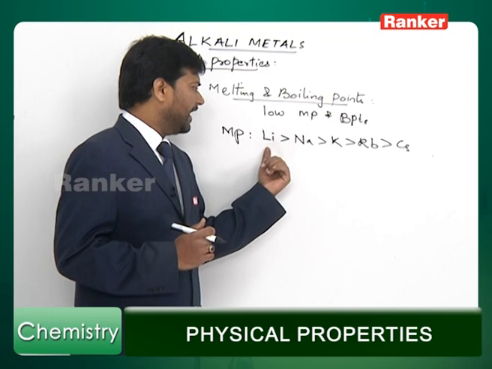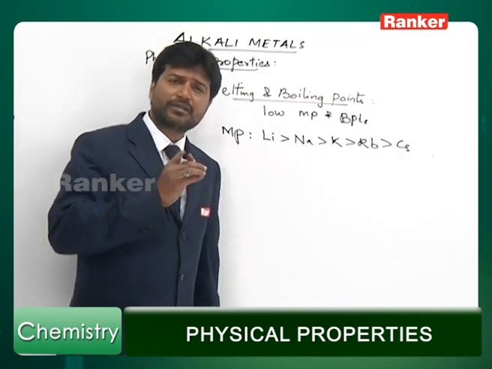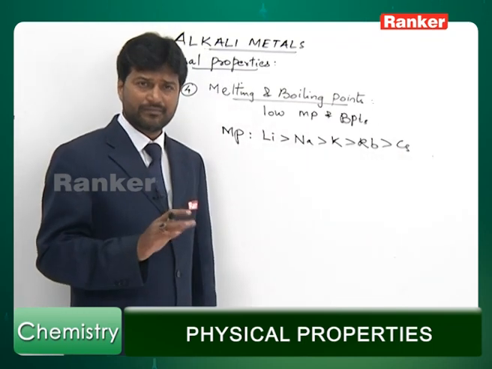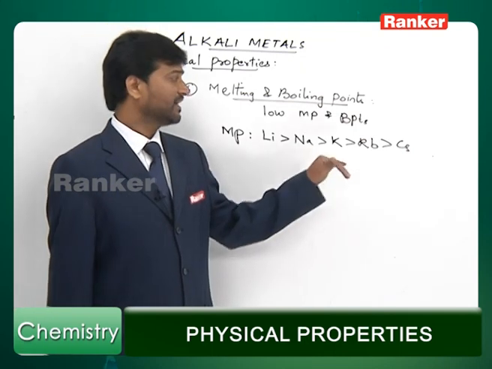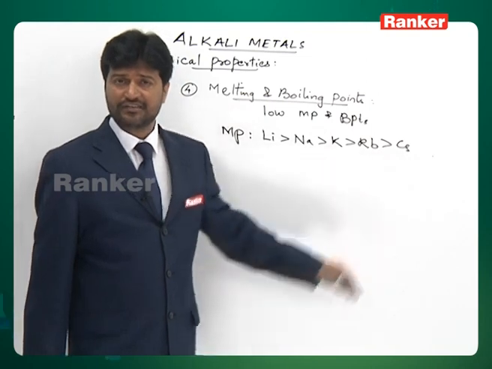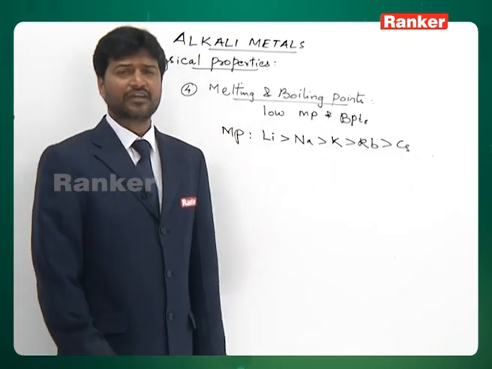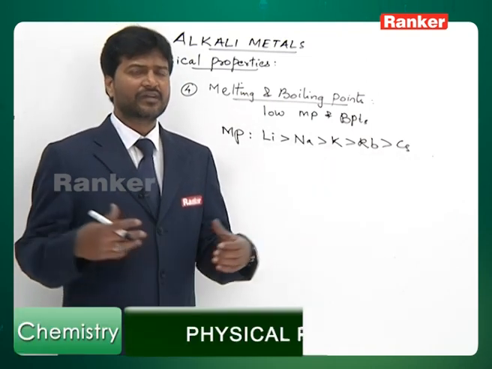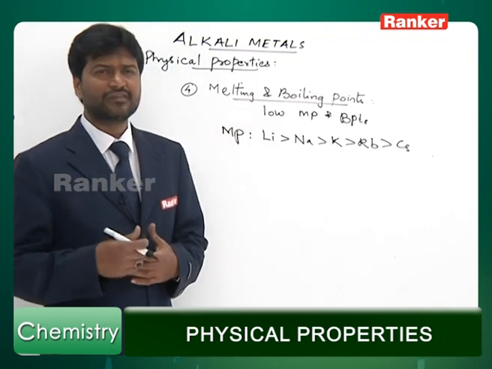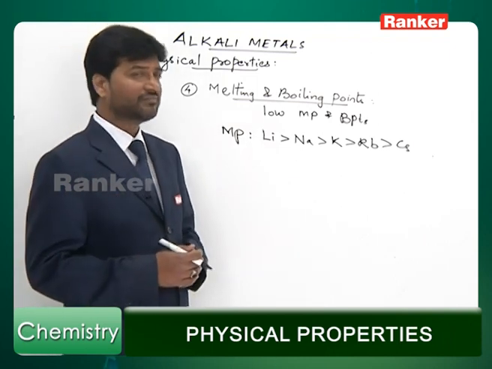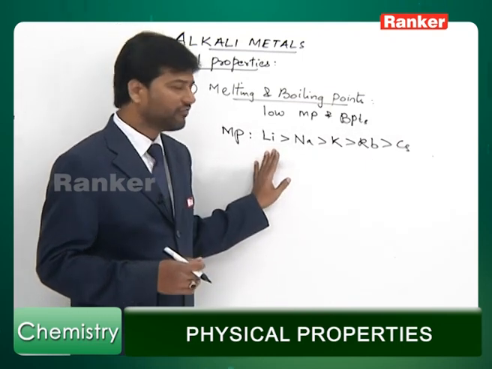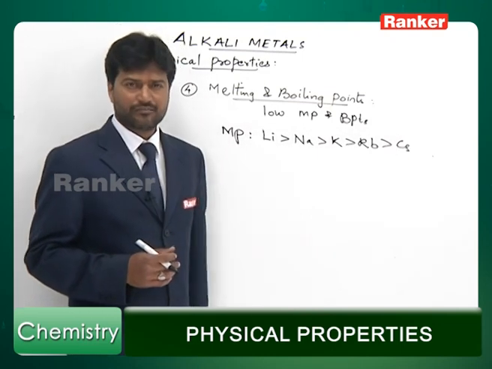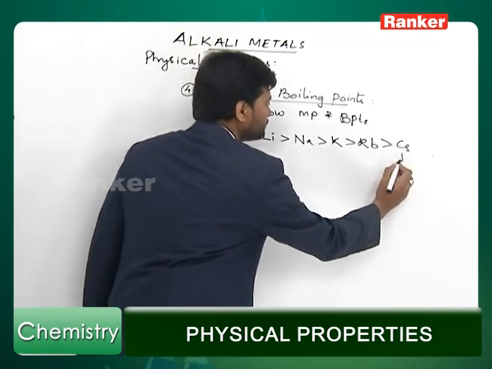So, as you go from lithium to cesium, number of valence electrons remains same. They all have one valence electron in their atoms, but the size is regularly increasing. Cesium has the largest size. Because of large size of cesium, the metallic bond strength in cesium is low, and that is responsible for its low melting point. So, this is a regular order of decrease in melting point. This is minimum.